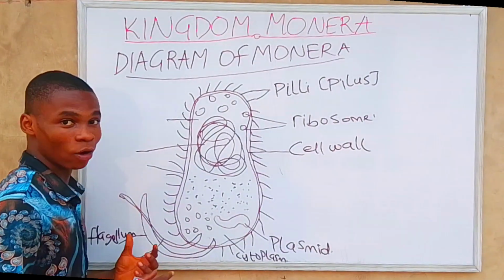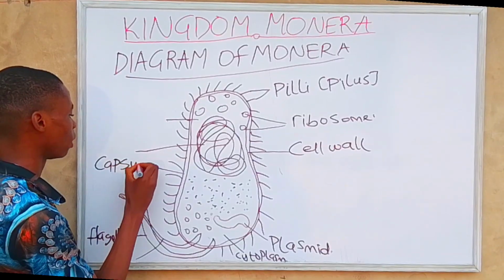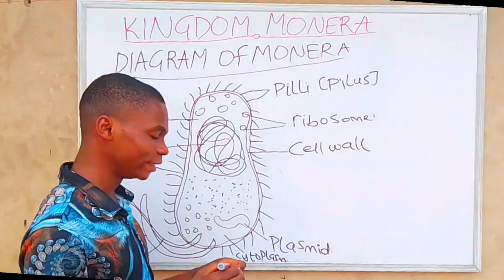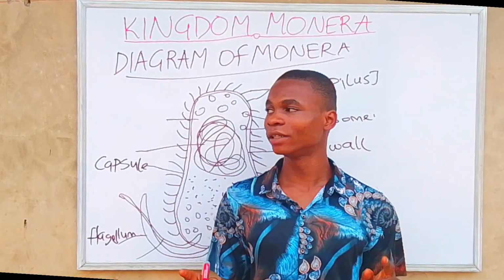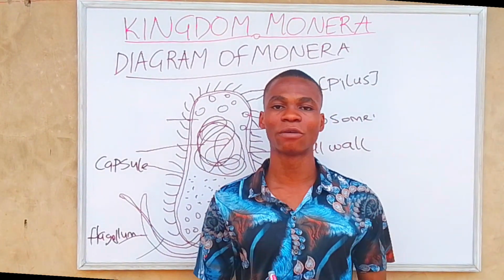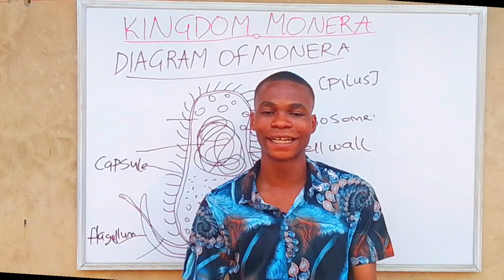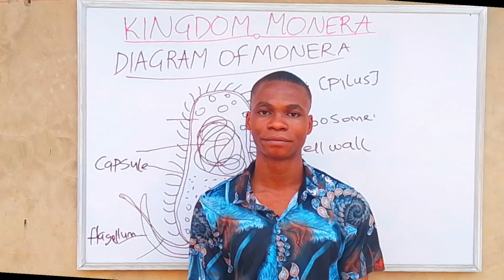So after flagellum, what next? The next one is the capsule. The capsule protects the cell from desiccation. And what does desiccation mean? Desiccation means drying out. So it protects the Monera from drying out.